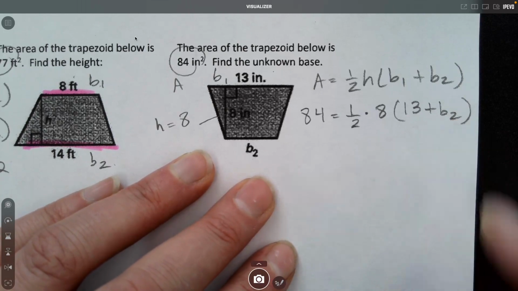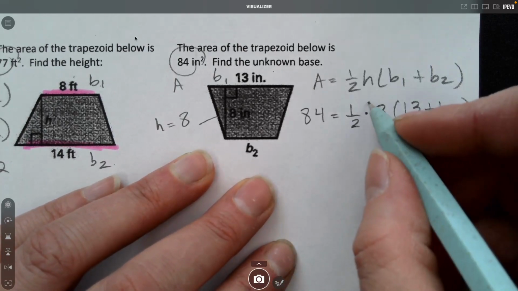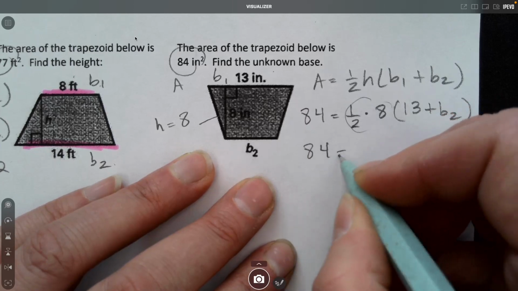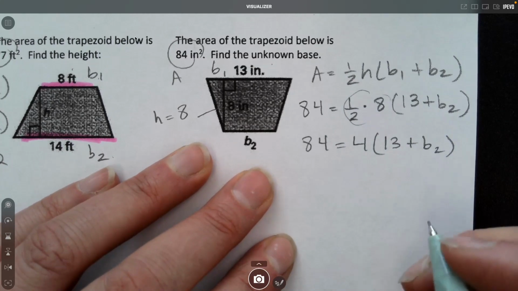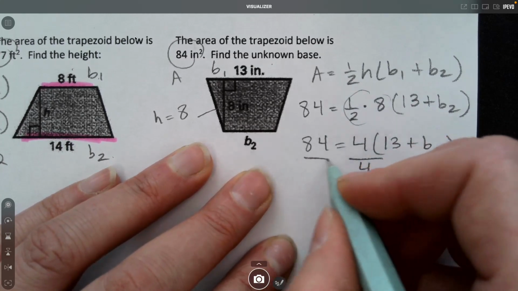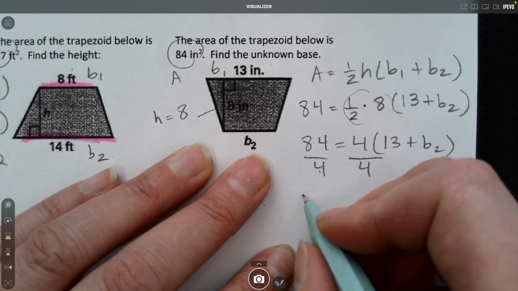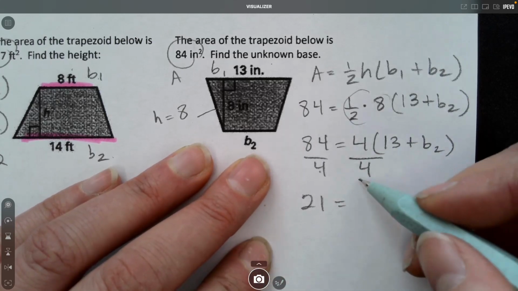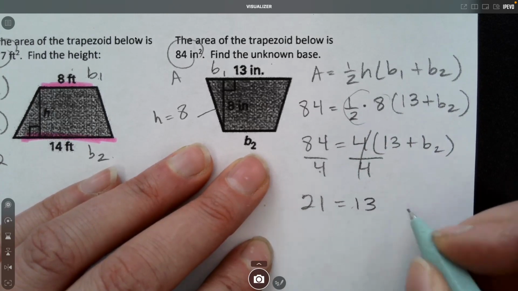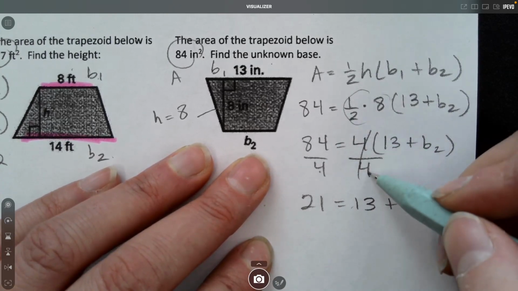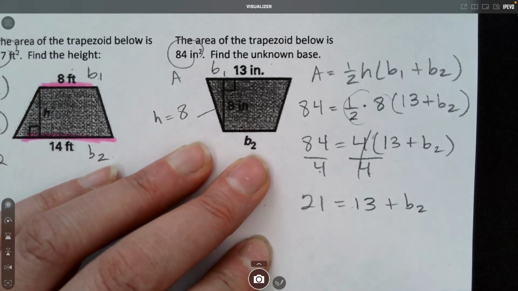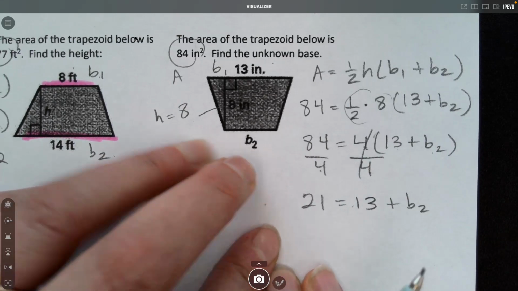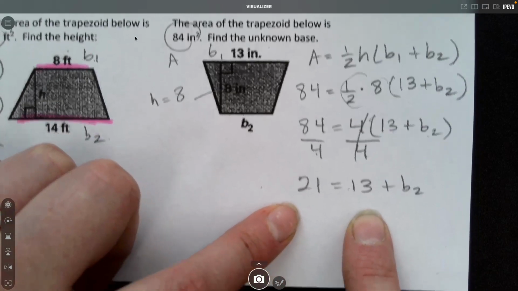And this one's trickier. It's inside the parentheses. So one thing I can do right away is multiply the 1/2 times 8. So that's going to be a 4. And I could distribute, but the other thing I could do instead of distributing is just divide by 4 right away. 84 divided by 4 is going to be 21. And then this 4 is gone. All I have is 13 plus B2, because 4 divided by 4 makes a 1. When I distribute 1, it does nothing. So that's kind of an easy way to get around having to multiply 4 times 13, 4 times B2, and working with all those big numbers. Dividing by 4 right away kind of reduces the way our problem looks.